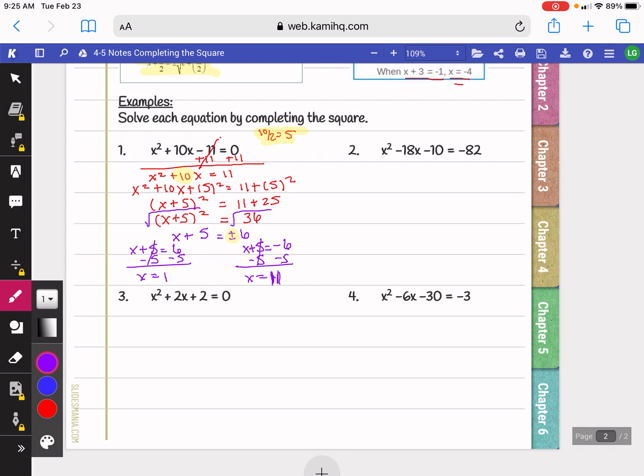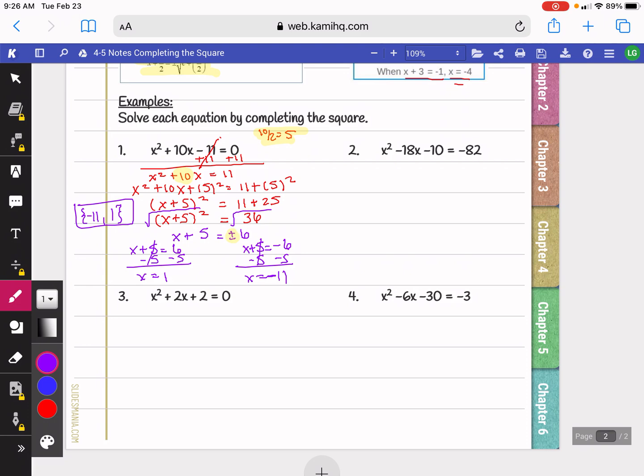So my two solutions here are 1 and negative 11. And then I'm just going to write these as a solution set to make it nice and neat. I like to do my lower answer first, but either one's fine. So I'm going to put negative 11 and then positive 1. Those are the two possible solutions for x in the original equation.